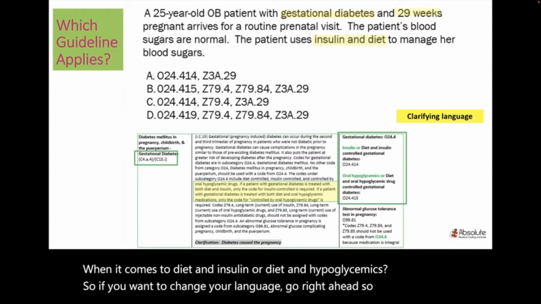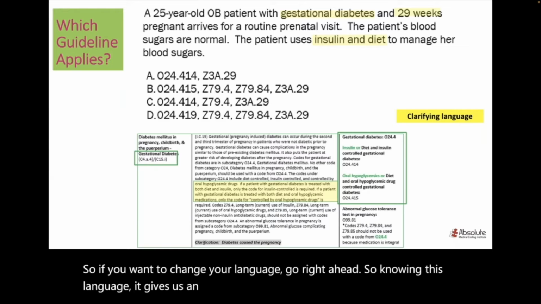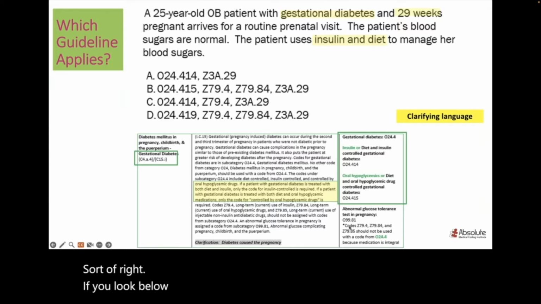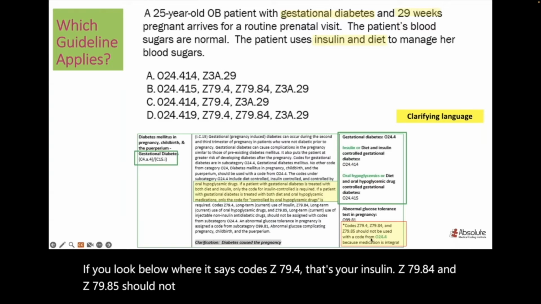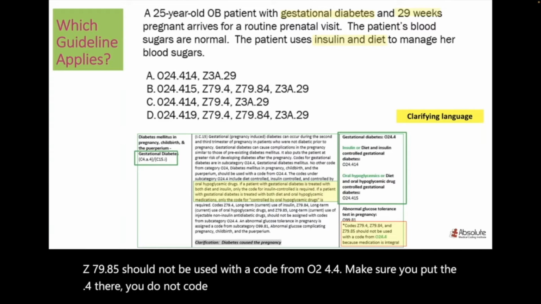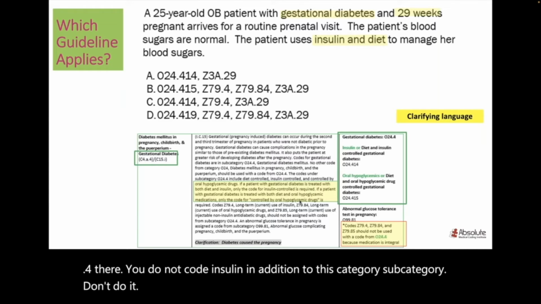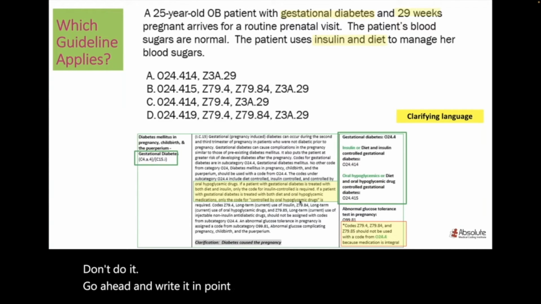So knowing this language, it gives us an advantage, right? Well, if you look below where it says codes Z79.4, that's your insulin, Z79.84, and Z79.85 should not be used with a code from O24.4. Make sure you put the point 4 there. You do not code insulin in addition to this subcategory. Don't do it. Go ahead and write it in, point 4, that subcategory. We're nailing this today.